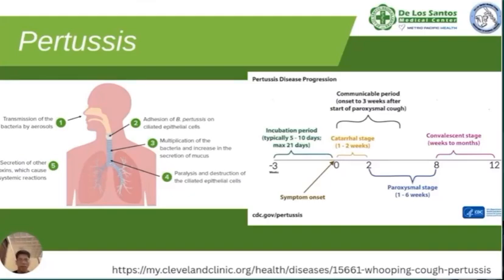Remember, the patient is contagious during the catarrhal and the paroxysmal stage. And then on the last stage, if you look again at the right side picture, the convalescent stage. During this stage, the symptoms gradually improve, but coughing may persist for weeks or even months.